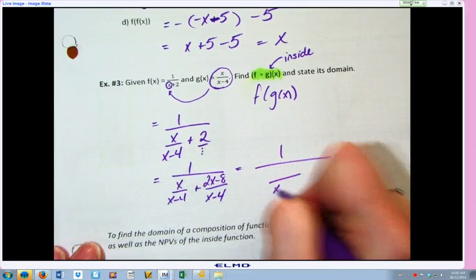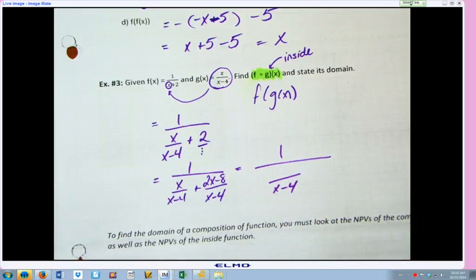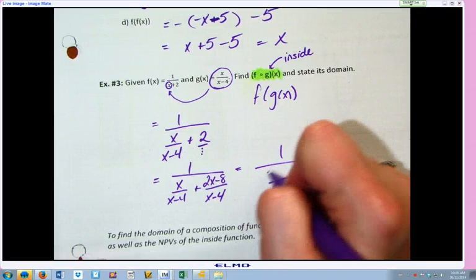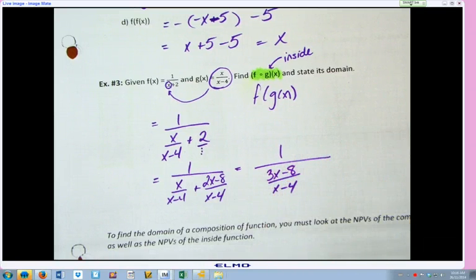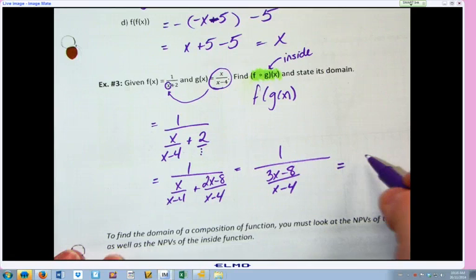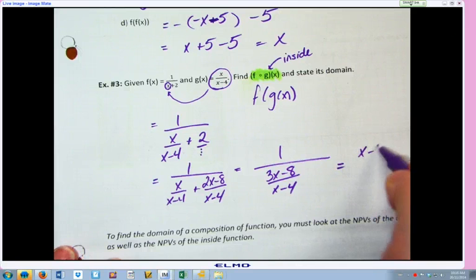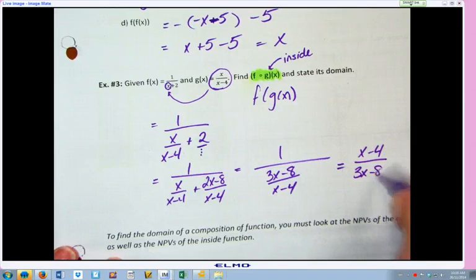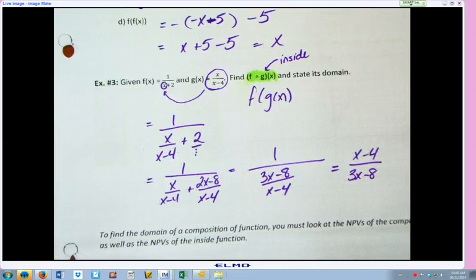Now we're going to smush this all over one denominator. Offer of 3x minus 8. And the last step, how do we divide fractions? Flip it. Let's pretend the one's not there because we're going to multiply in the same step. Okay, so there's a composition of functions with rational functions.